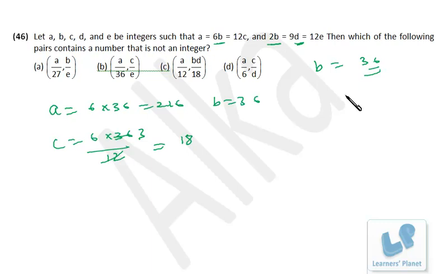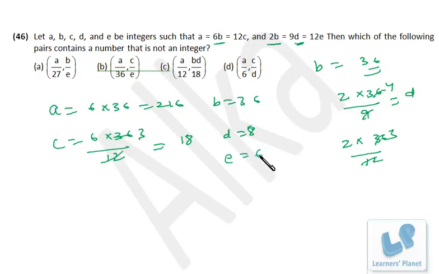Then 9D is equal to 2B. That means 2 into 36 by 9. That's D. So D is 8. And similarly, E is 2 into 36 by 12. So it's 6, right? So E is equal to 6. Now A is 216, B is 36, C is 18, D is 8 and E is 6. Now we can quickly put the values of A, B, C, D, E in the options, and we can get to know which of them is not giving an integral value.